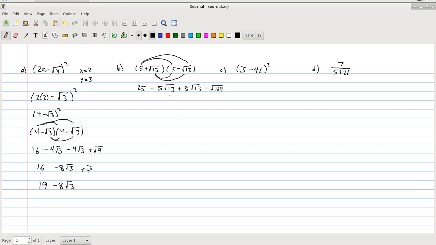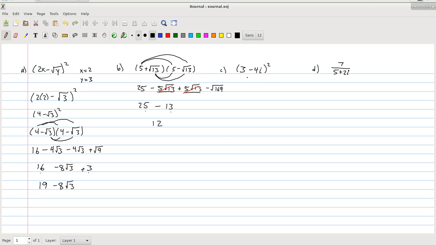As in the previous problem, we can combine like terms. So minus 5 radical 13 plus 5 radical 13, those are equal and opposites, so they're going to cancel out. We now have 25, which stays, minus radical 169. 169 is a perfect square. The square root of 169 is 13. Now we can combine like terms here. We've got 25 minus 13 is 12.